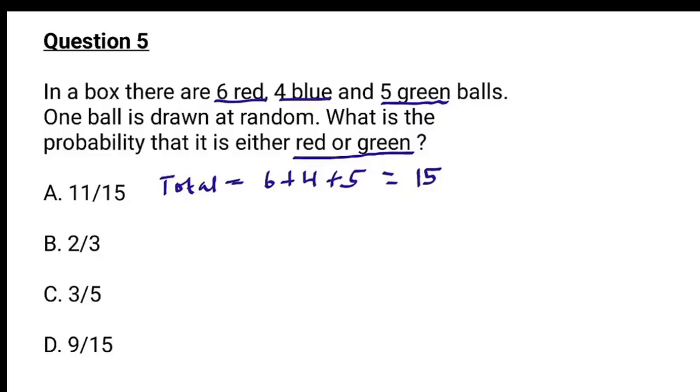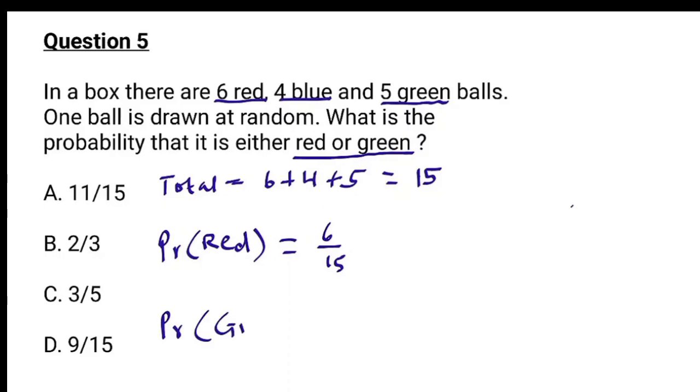Now, the next thing we're going to do is find the probability of drawing a red ball. The probability of red is going to be, what is red? We have 6. That will be 6 over 15. And what is the probability of drawing green? Because what we are concerned with is red and green. Green is 5, so we have 5 over 15.